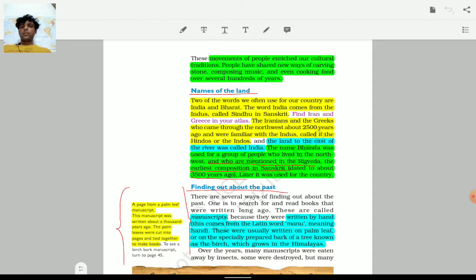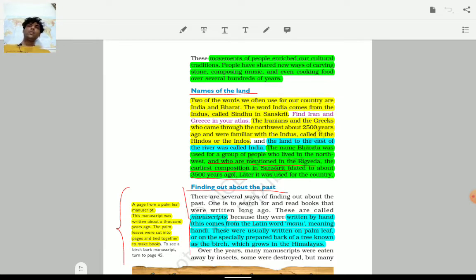So the Iranians who traveled to the Indus River, and the people who were living to the east of the Indus River, called it the land of Indus, or they called this part India. Okay, the name Bharat was used for a group of people who lived in the northwest.